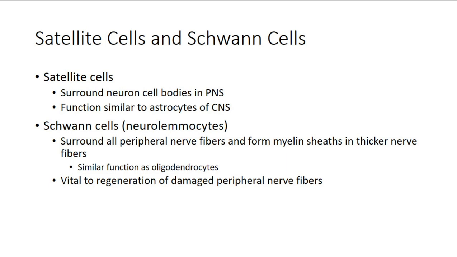And then we also have satellite cells, which are also in the peripheral nervous system, and they're more similar to astrocytes of the central nervous system, but otherwise very similar to cells we've already talked about. So satellite cells kind of do it all and are supportive and protective for our peripheral nervous system neurons, and are often found around the neuron cell bodies in the peripheral nervous system. They go around it like a satellite goes around Earth, hence their name.